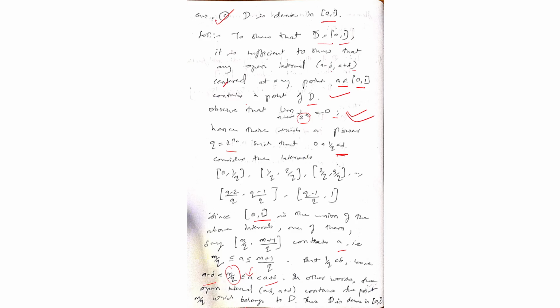Okay, so in the similar way, you can prove that the open interval a minus delta comma a plus delta contains a point m by q which belongs to D. Thus D is dense in closed interval 0 comma 1. Fine. So I hope the proof is clear to you.